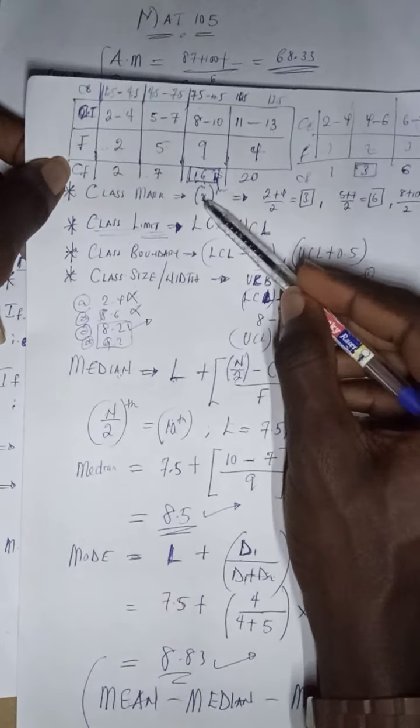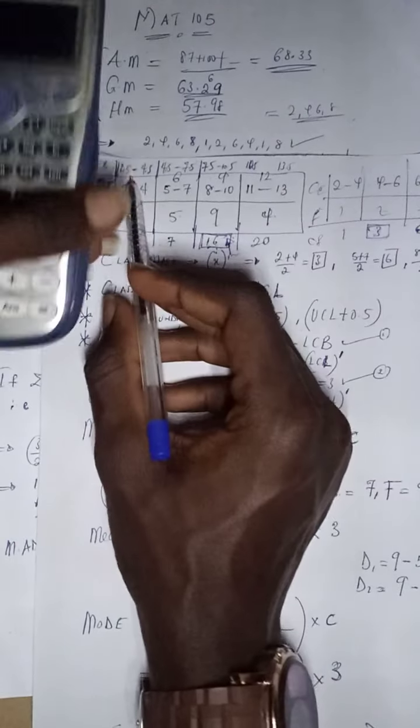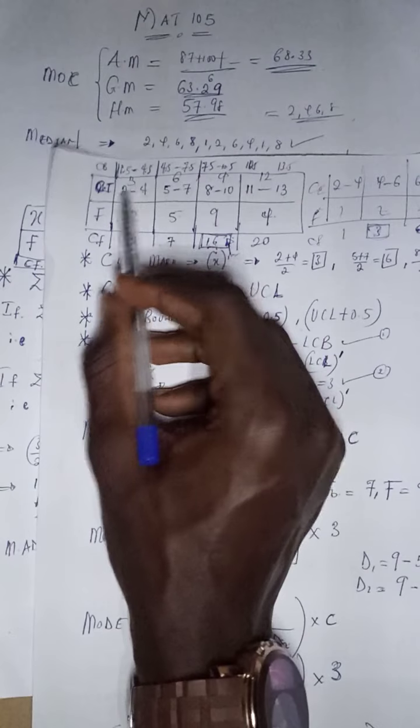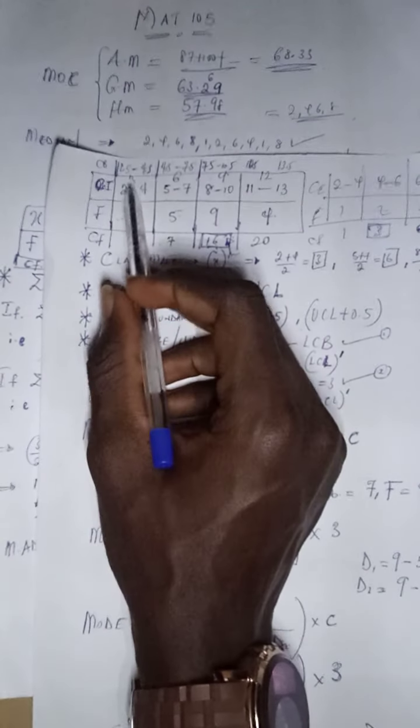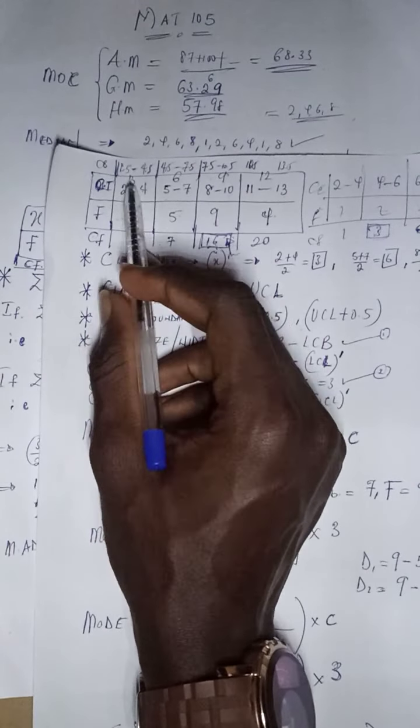Since I have class mark to be 3, I have this one to be 6, I have this one to be 9, and this last one will be 12. So then this will just be in place of 3. If you want to solve by hand, let's say you want to find the arithmetic mean, you need f times x, fx, 3 times 2, 6 times 5, like that. I can also use my calculator to do that.